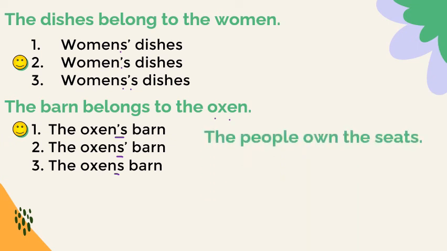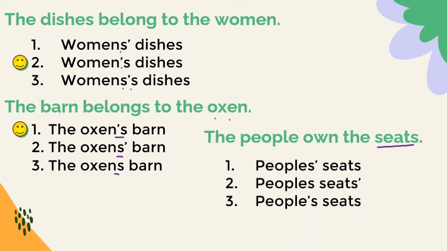The people own the seats. Now this one is in plural, okay? So how do I put it in possessive? What are the options? Do I say the people's seats? Do I add S to people and then put the apostrophe? Peoples', or people's in this form, apostrophe then S? Well, people is in plural, okay? And then I should only add apostrophe then S.